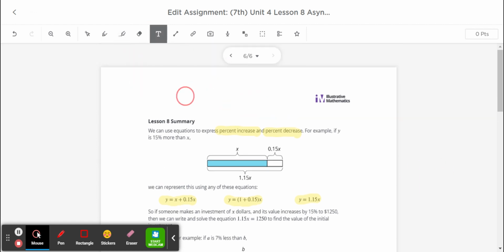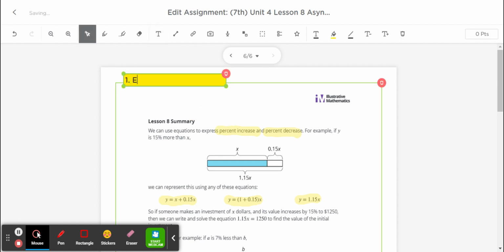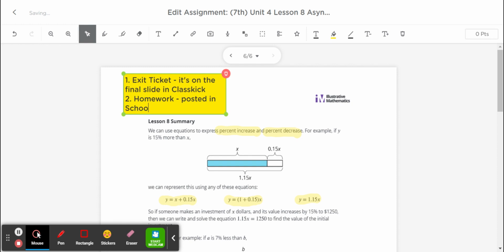For now, here are your next steps. Step 1 is please complete the exit ticket. It's on the final slide in ClassKick. Step 2 is to please complete tonight's homework, which is posted in Schoology. As always, please make sure you send me an email if you have any questions.